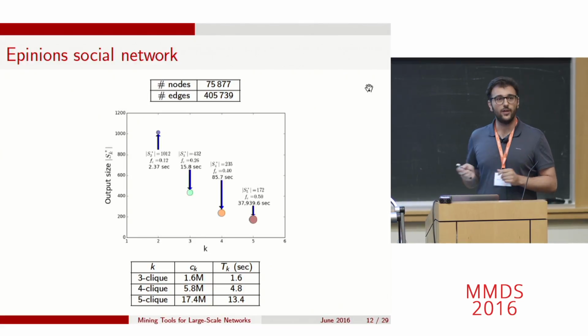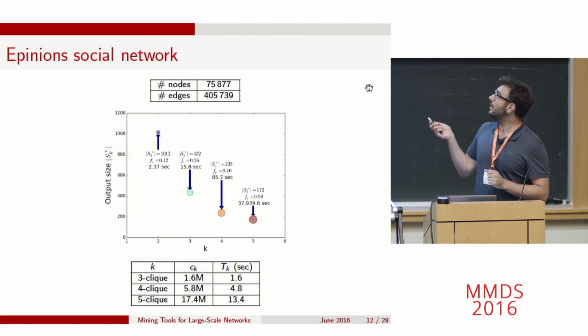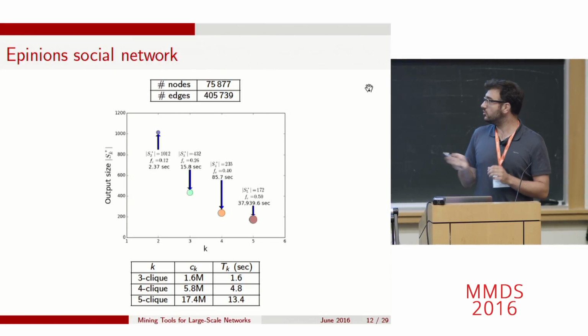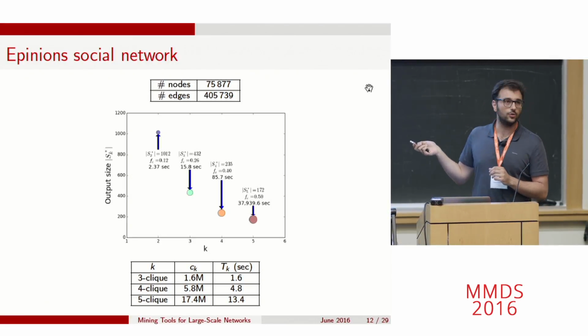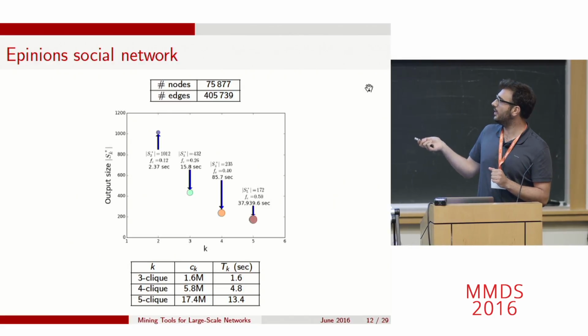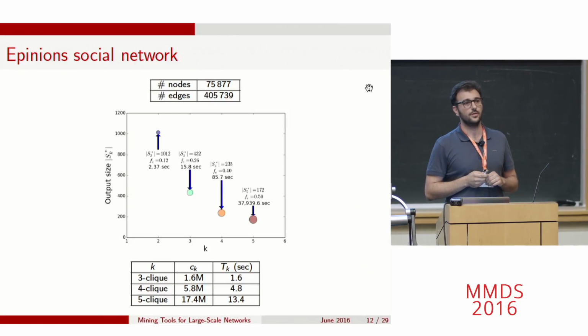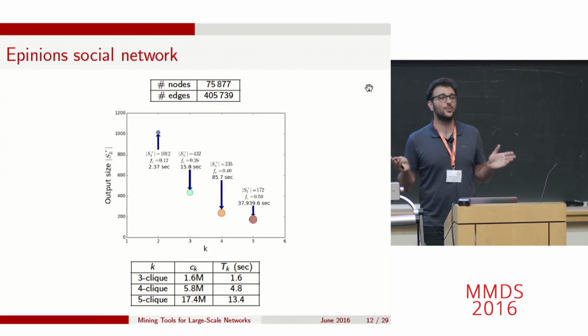So the cost that we have to pay is that the runtime for k equals 5 is really huge. And this is because the number of 5-cliques explodes, okay? So solving max flow on this network takes roughly 38,000 seconds. And this is really bad.